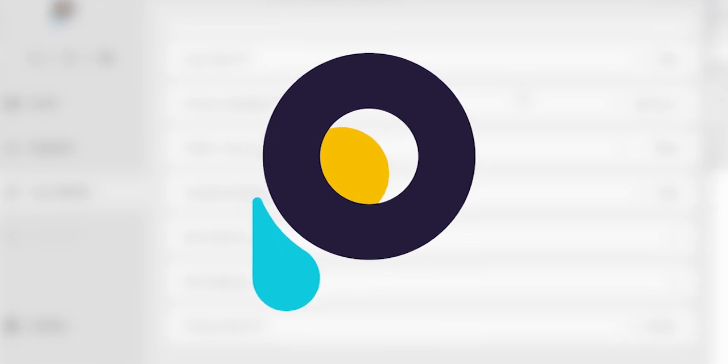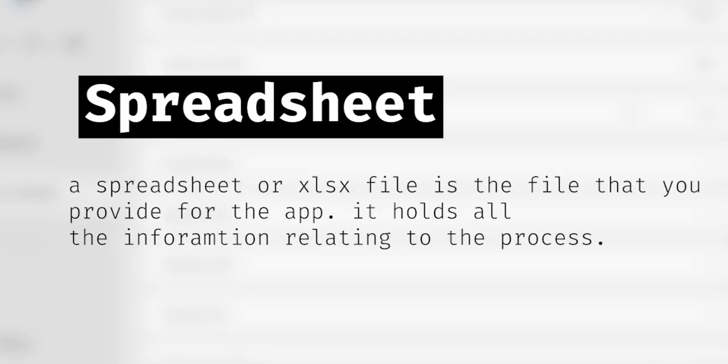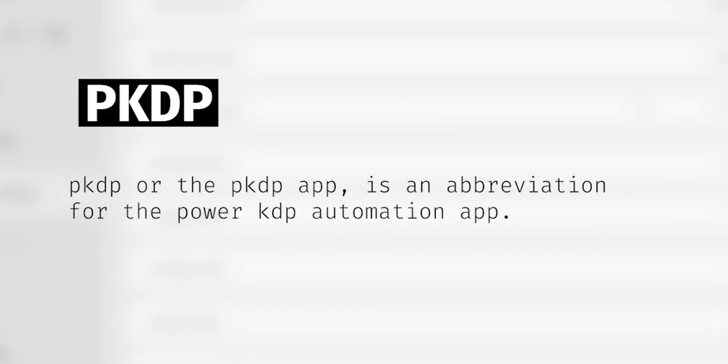But before we do that, here are some of the terms you're going to hear throughout this video. Process. A process is the group of tasks that the Power KDP is going to execute. Task. A task is a single list of commands that the app executes. Each line of a given spreadsheet is considered a task. Spreadsheet. A spreadsheet or XLS file is the file that you provide for the app. It holds all the information relating to the process. PKDP. PKDP or the PKDP app is an abbreviation for the Power KDP automation app. It is the window that we're going to be using throughout this introductory video.